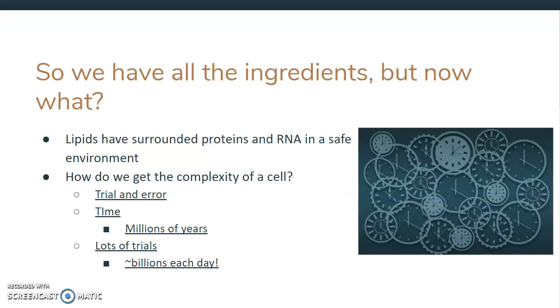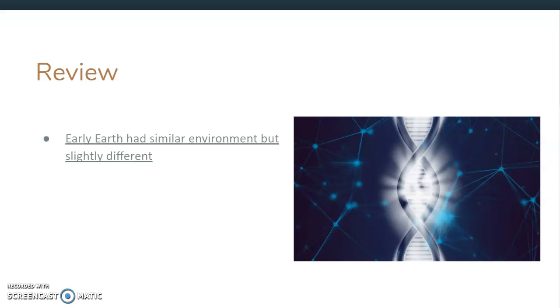Now, of course, the first cell was a very simple cell, and it would then go on to make more of its offspring. But we believe that just with a lot of trial and error, time, and a lot of trials, it was able to happen. Life was created from non-living things.